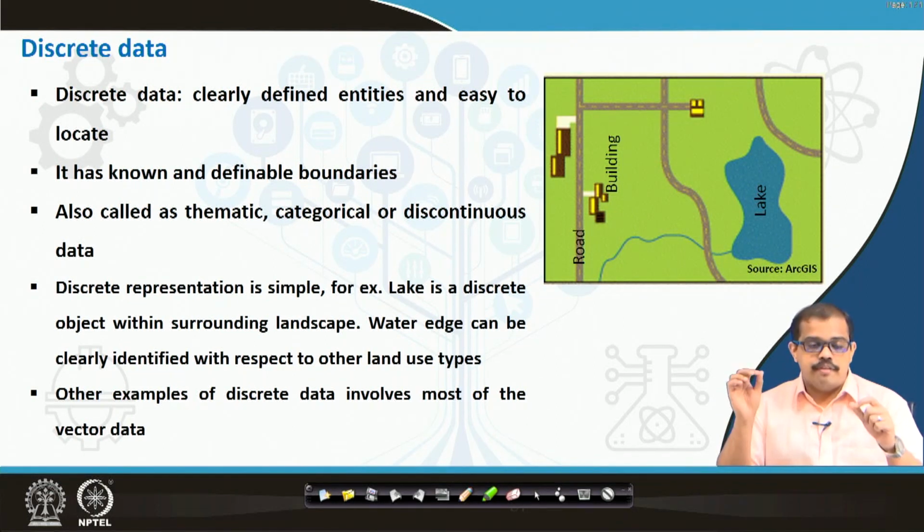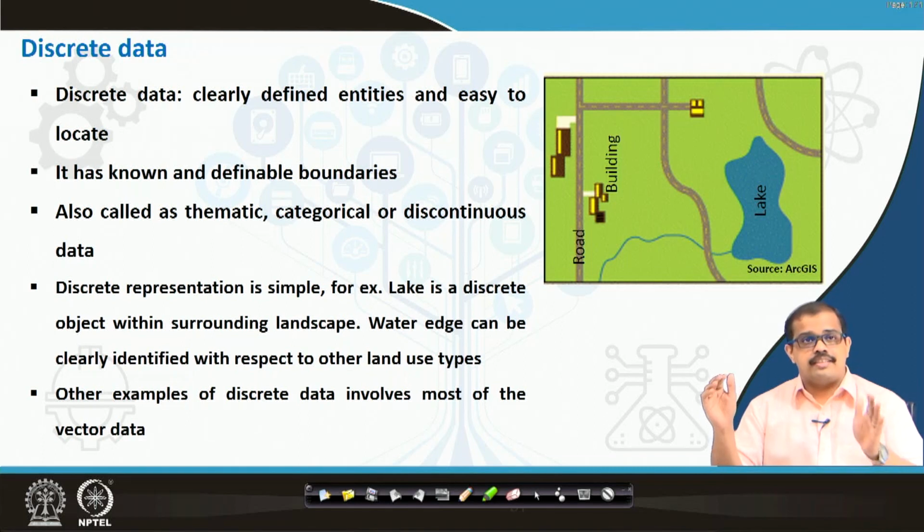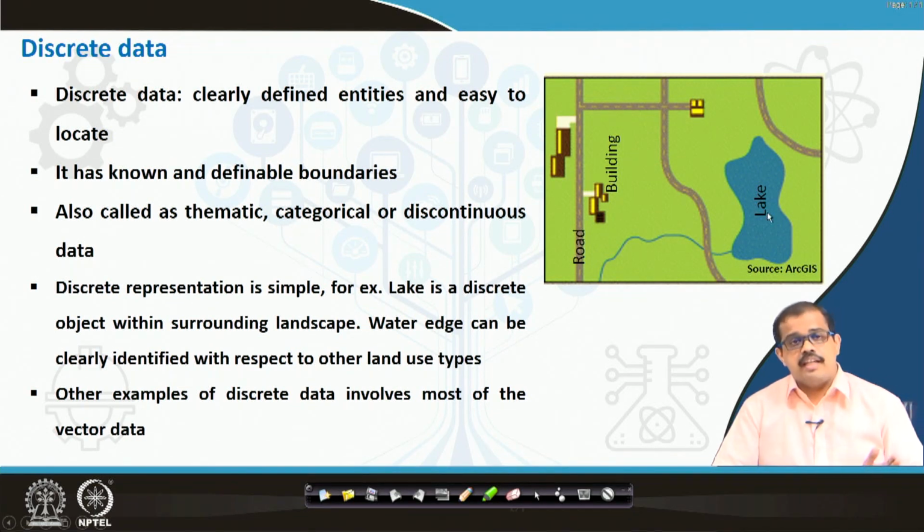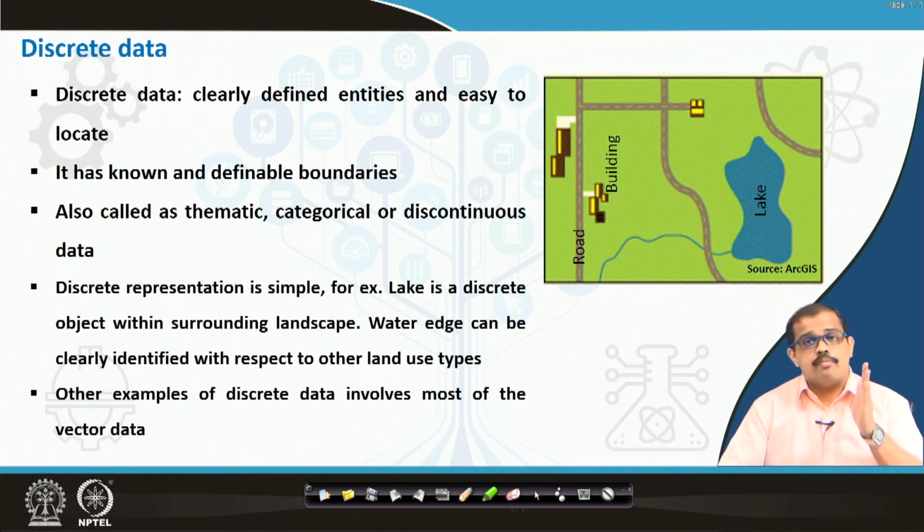If every entity has its own value, then it is discrete data. It is known as having definable boundaries. For example, here the lake has a boundary, it has a specific area, and maybe it has different characteristics. So all of these are discrete data. The edge of a lake is clearly identified with respect to the other land uses, which forms it as a discrete quantity.